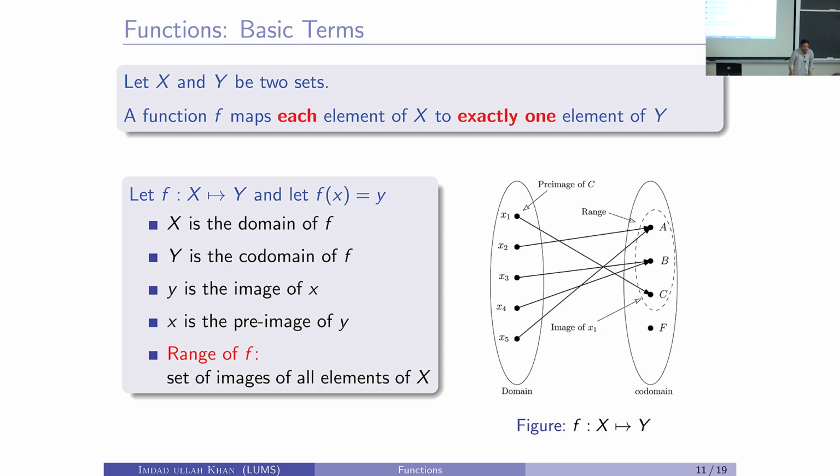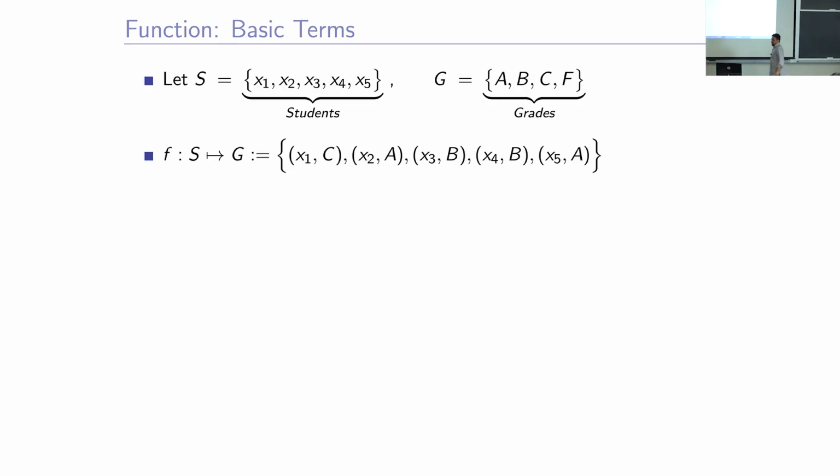Yes? Yeah, because the domain is the set of LUMS hostelized students. The codomain is the set of LUMS rooms available in the hostels, right? People can get the same room, right? You could be roommates, right?